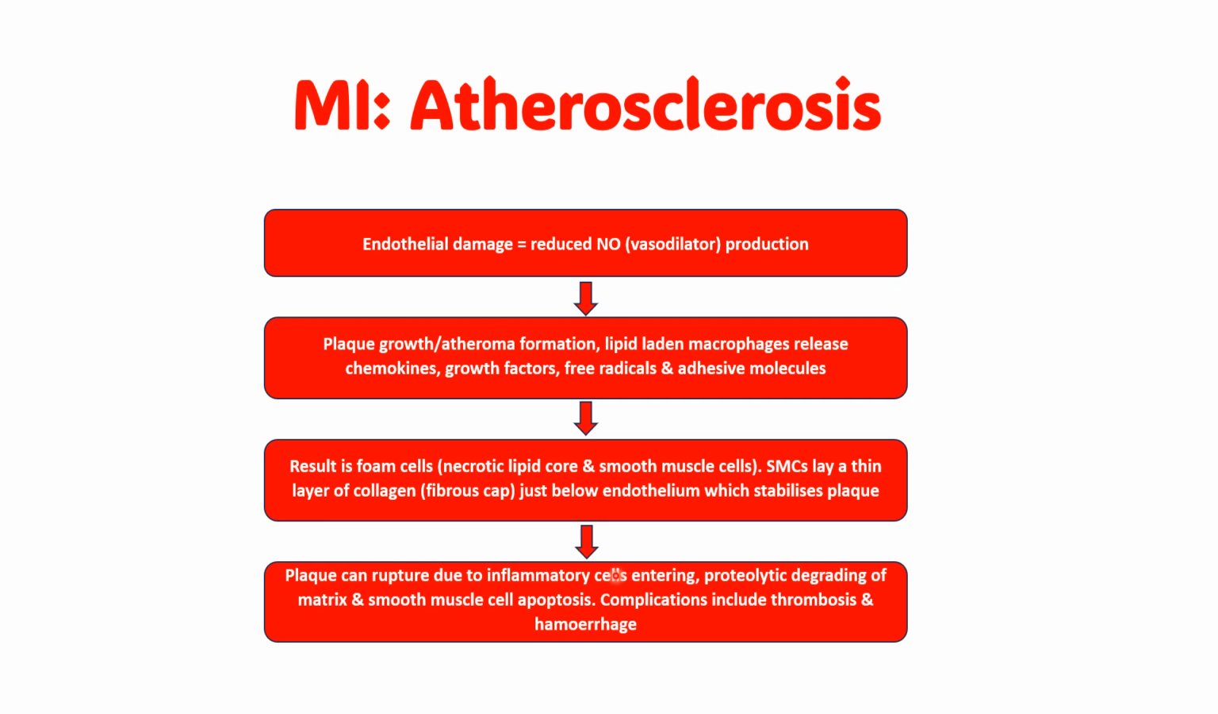But this plaque can rupture due to the entering of inflammatory cells, proteolytic degradation, and smooth muscle apoptosis. And then the complications include thrombosis, which is blood clot formation, and hemorrhage. And it's important to note that the plaque contains high amounts of tissue factor, factor 3, which is involved in the extrinsic coagulation cascade, which becomes activated in contact with other coagulation factors, so particularly factor 7 in the extrinsic pathway, which leads to thrombus formation and vessel occlusion. These are all things we don't want to happen.